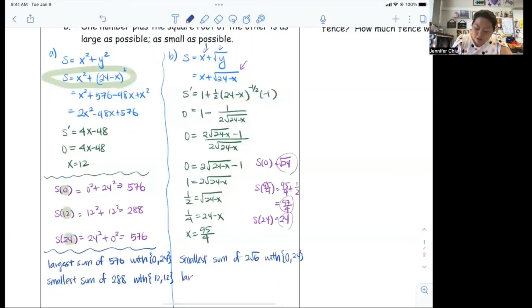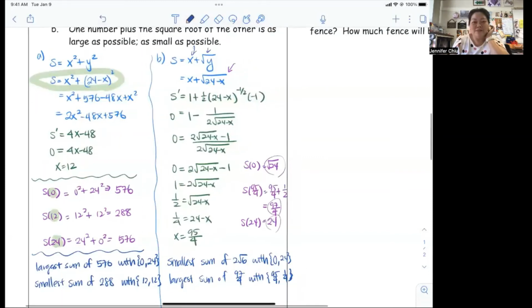And then you have the largest sum, cannot spell, largest sum of 97 over 4 with the numbers 95 over 4 and the other number to be 1/4 because they need to add up to 24. Okay. All right. So this is one of those rare ones that actually has two answers, both maximum and minimum, but it's very good practice. Okay.